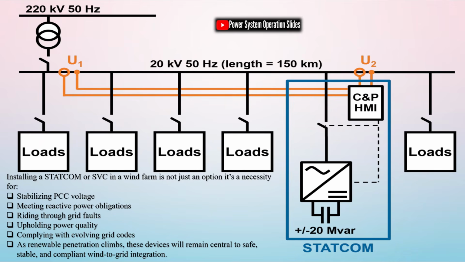When comparing STATCOM and SVC, both serve similar roles but differ in performance. STATCOM offers superior dynamic response and excels under deep voltage sags, making it ideal for wind farms facing stringent grid codes. SVC, while slightly slower, remains a cost-effective solution where space and budget constraints exist.